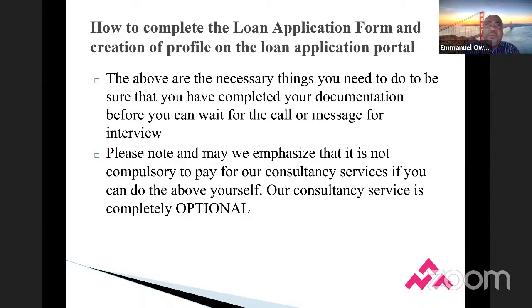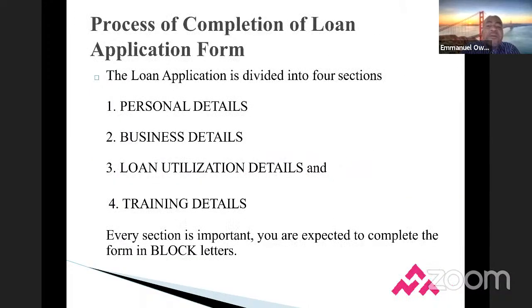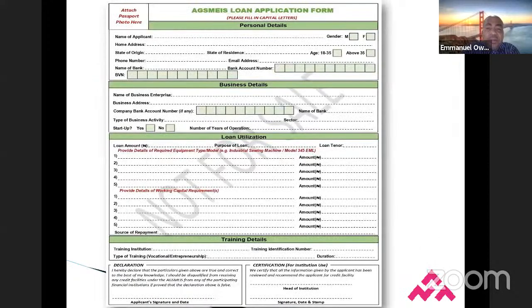But we find that there are so many people, either because of time and network challenges and all that, they are not able to do it. So what we are trying to say is that our consultancy service is actually completely optional. Now, the loan application form. The loan application form consists of 4 sections, where they will ask you for your personal details, your business details, your loan utilization details, and then the training details. This is the exact loan application form, which most of you, I think all of you must have filled at this time.